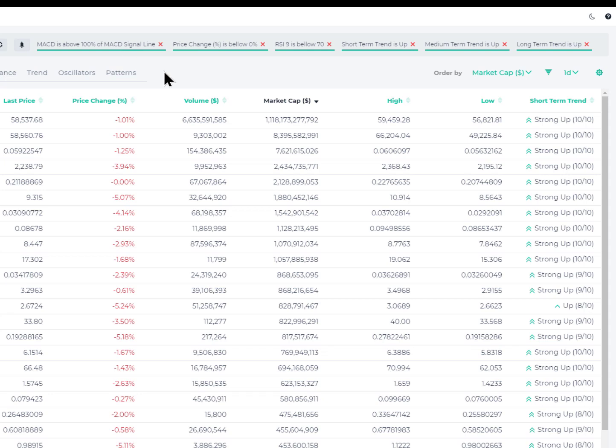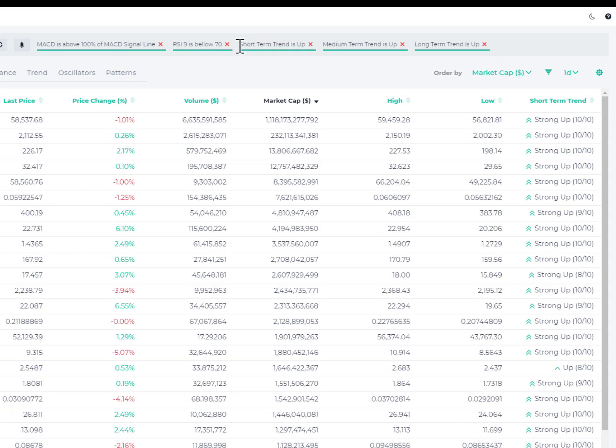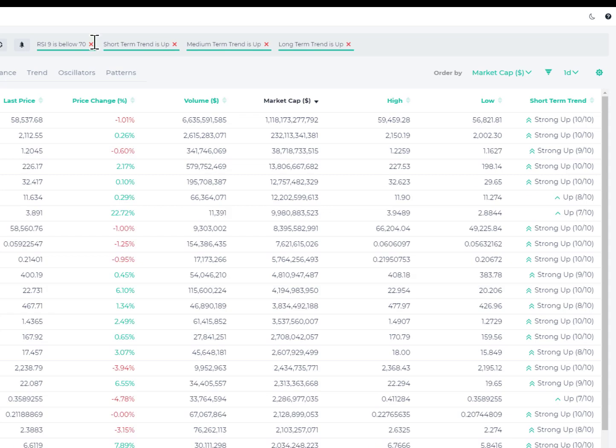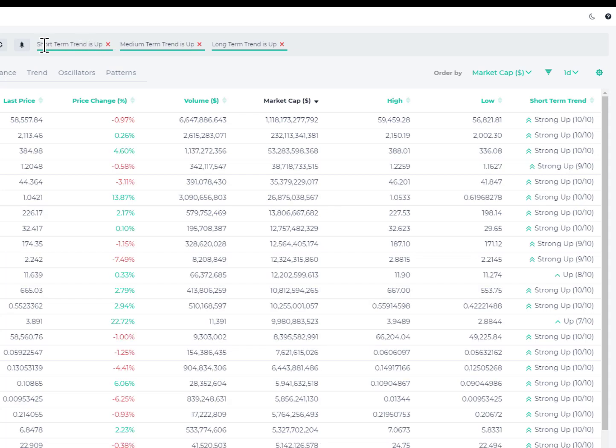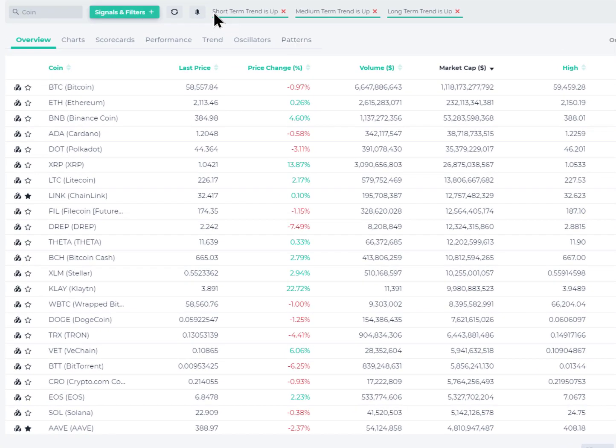I'm going to look for bigger down corrections in an uptrend. So I'm going to eliminate the price change, and I'm going to put in a different price change. I'm also going to eliminate the MACD bullish crossover, and I'll address that shortly. And I'm going to change the RSI 9 to RSI 14. That's my preferred indicator. So basically what I'm left with is coins in an uptrend across all three time horizons.